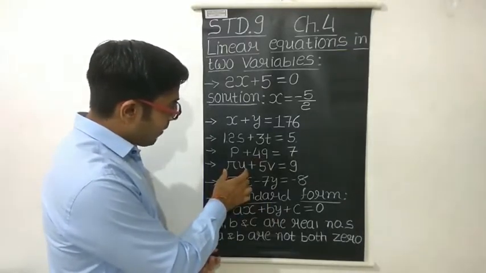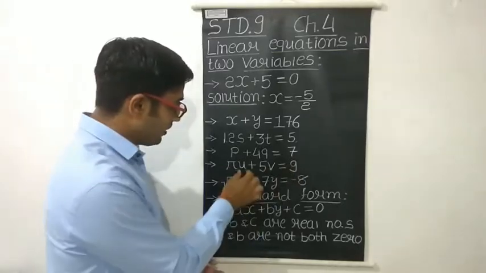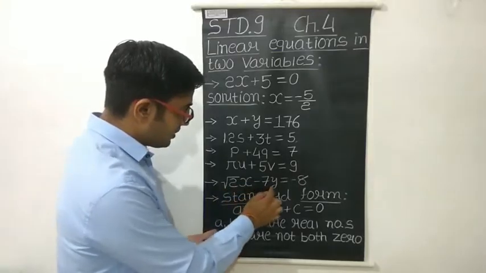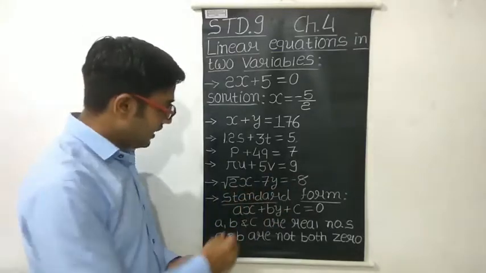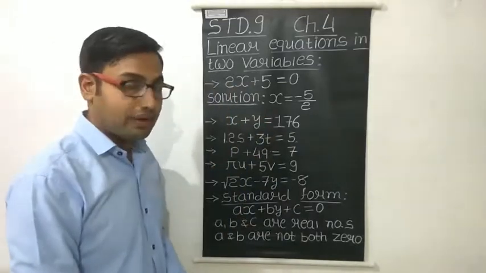One more example, pi u plus 5v is equal to 9. Here the variables are u and v. One more example, root 2 x minus 7y is equal to minus 8. Again here the variables are x and y, like we have taken in the first example.